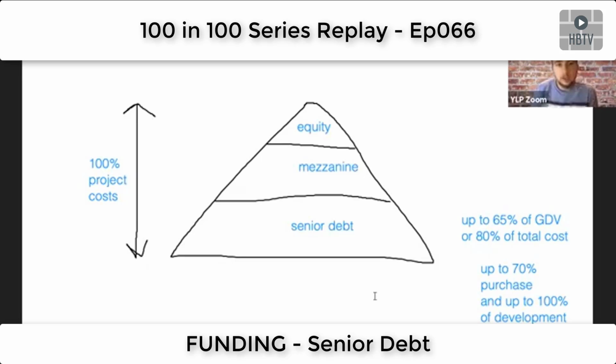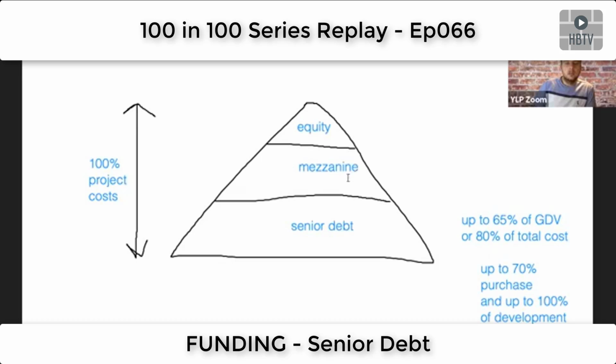So there's lots of different ways, as discussed, of putting the structure in place. We're going to discuss different structures in a further video, but this is just a bit of an introduction into the capital stack, and starting with the bedrock that is senior debt. Equity is right at the top.